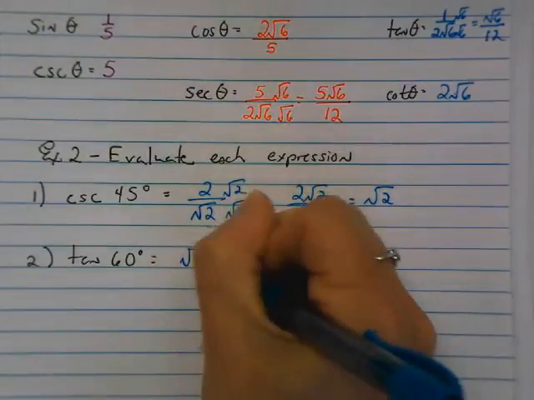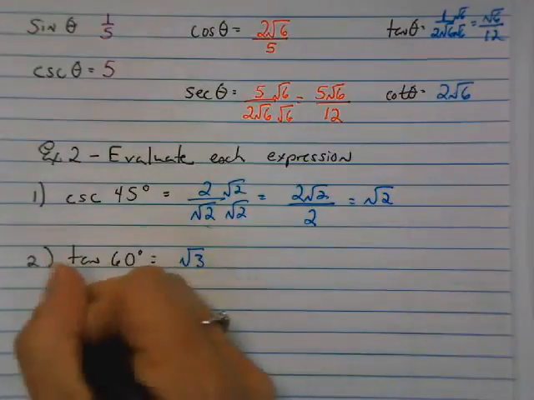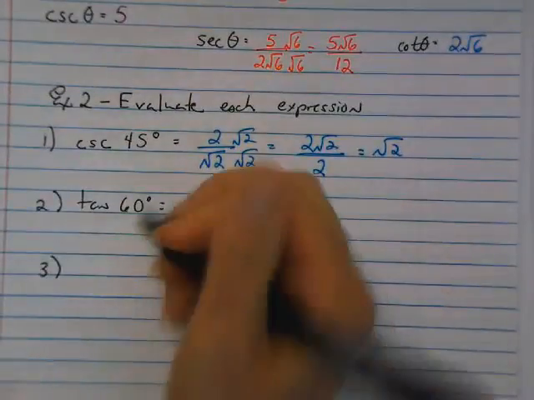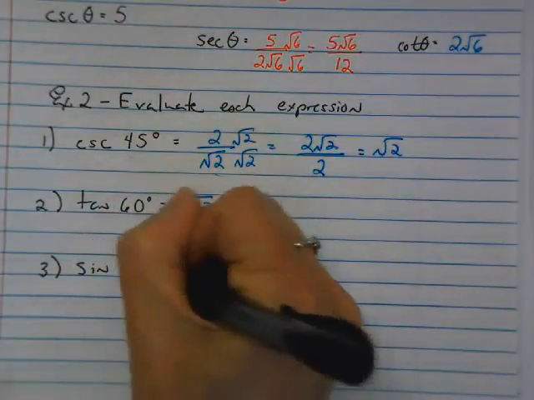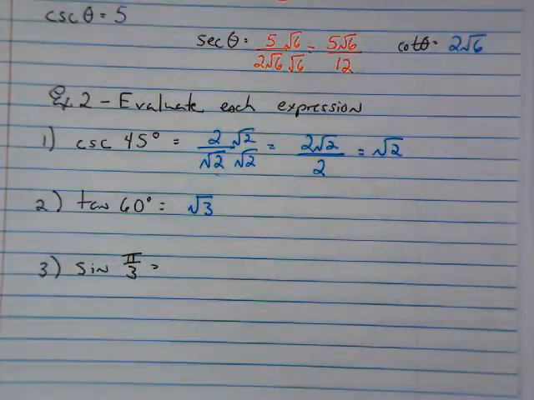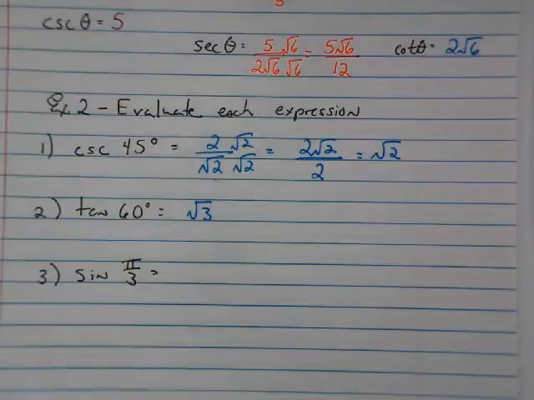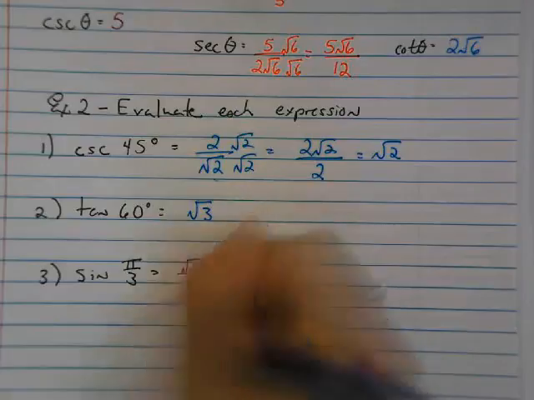Alright, number 3. Let's find the sine of pi over 3. So go to your chart, find pi over 3. So pi over 3, sine, square root of 3 over 2. And finally, you try to get me the secant of pi over 6.